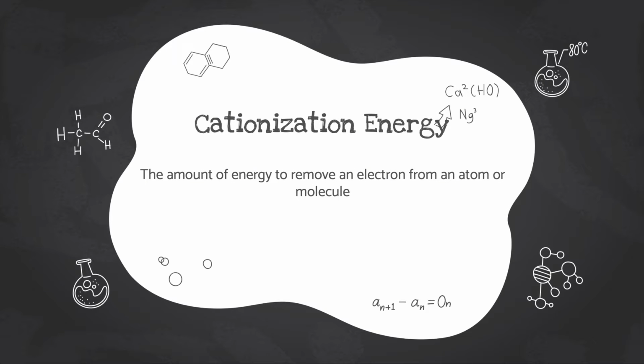Ionization energy is defined as the amount of energy to remove an electron from an atom or molecule. By removing an electron, the atom or molecule becomes positively charged, which makes it a cation. Therefore, ionization energy can also be referred to as cationization energy.